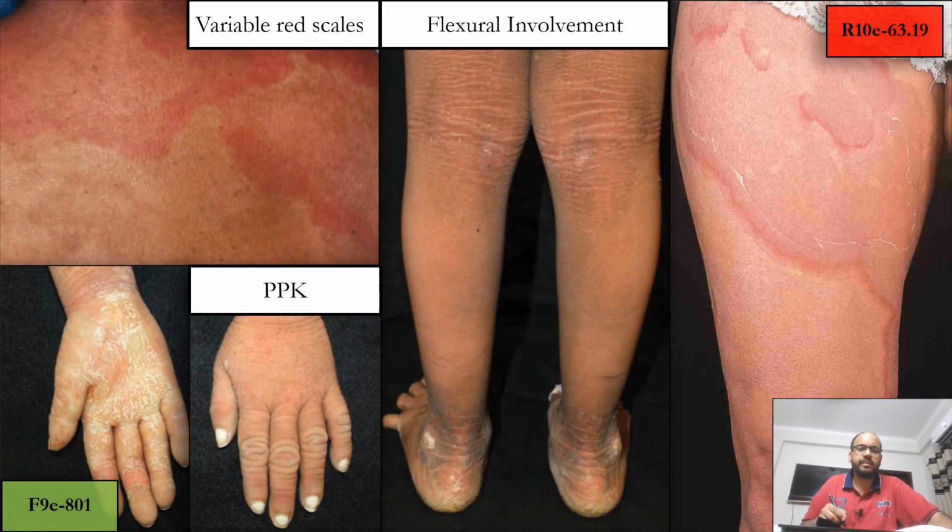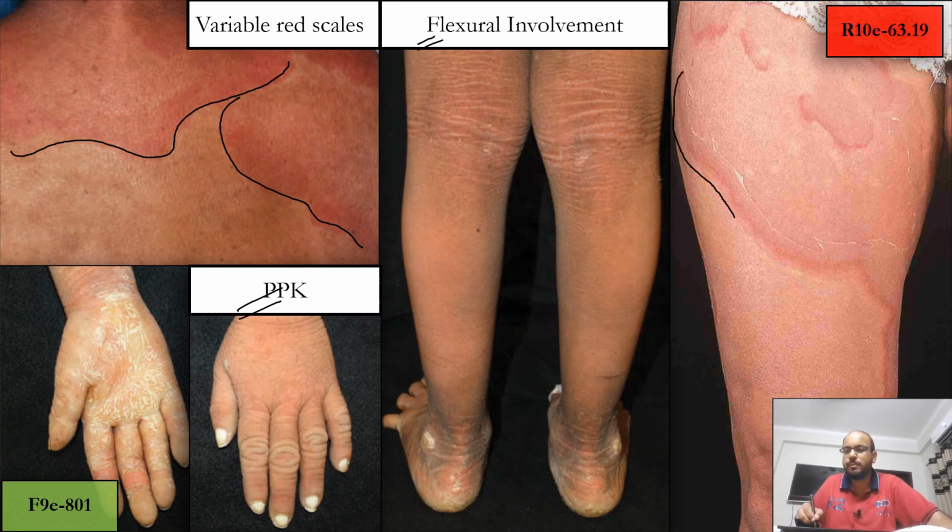So this is the picture I've taken from Fitzpatrick page 801 and Rook's page 63.19. You can easily appreciate this kind of polycyclic red macular lesions. So these are variable red scales. PPK is a feature. Flexural involvement is a feature, and this picture from Rook's is very pathognomonic. This kind of polycyclic lesion, and these lesions change position and shape within minutes to hours, and that is the variable presentation in Erythrokeratoderma variabilis, the first type of erythrokeratodermas. Let's move forward.